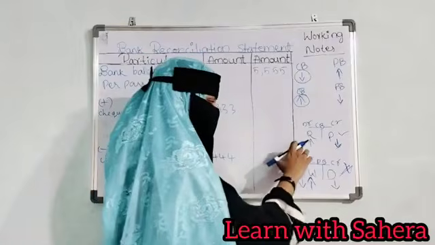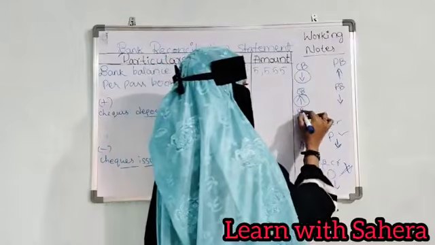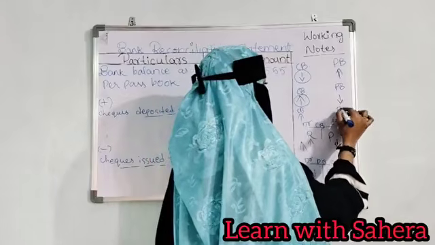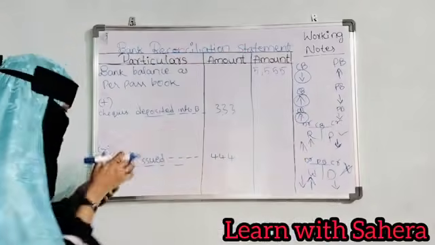So what happened here? The amount is increasing. Yes or no? In the CB the amount is increasing. In the PB it is decreasing. So what will we consider? We will consider the CB. So we will take the amount here only.